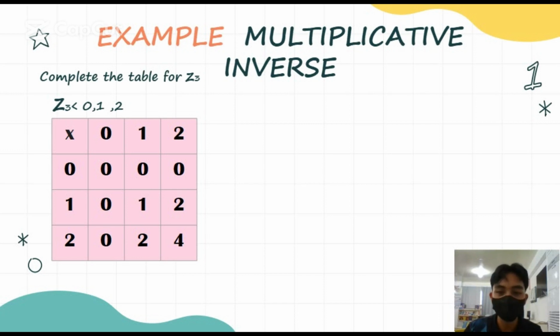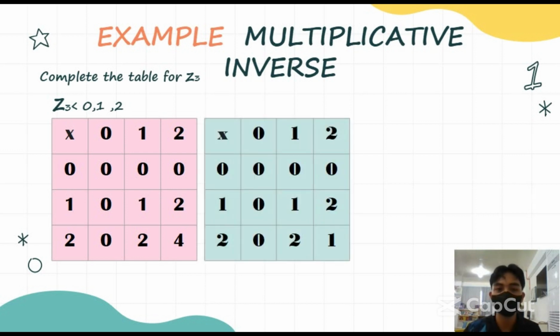So in multiplying the numbers, we have to multiply the row times column. So 0 times 0 is 0, 0 times 1 is 0, 0 times 2 is 0. The same in the second row: 1 times 0 is 0, 1 times 1 is 1, and 1 times 2 is 2. The same for 2: 2 times 0 is 0, 2 times 1 is 2, and 2 times 2 is 4. So that is how it goes when multiplying in that table.